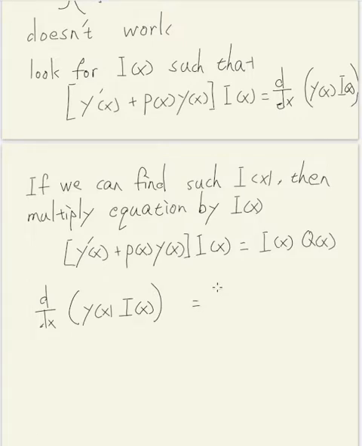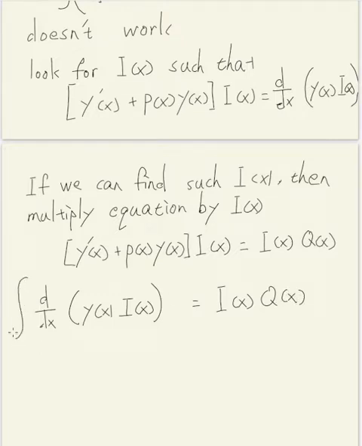Right? Now this is something that's integrable. Why? Because it's the derivative of y times I with respect to x. So if we integrate this thing with respect to x, the integral and the derivative will cancel out and just give you y of x times I of x.